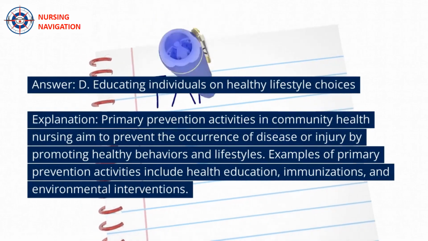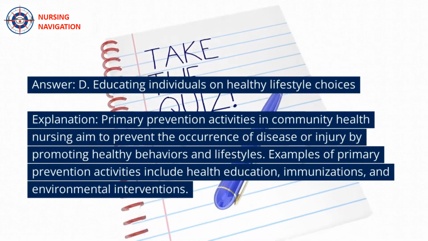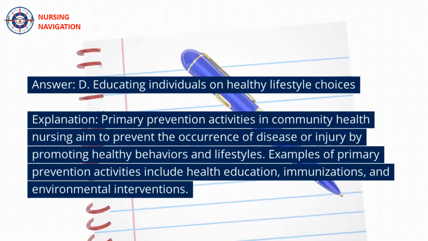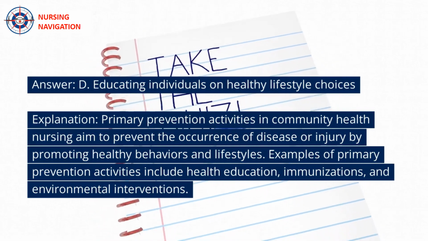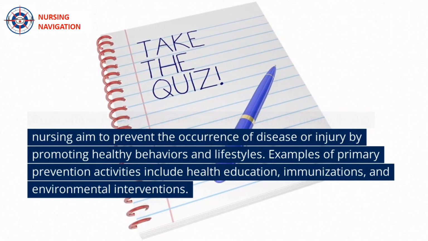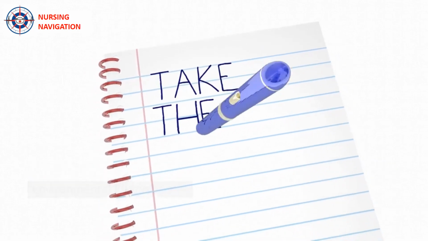Answer. D. Educating individuals on healthy lifestyle choices. Explanation. Primary prevention activities in community health nursing aim to prevent the occurrence of disease or injury by promoting healthy behaviors and lifestyles. Examples of primary prevention activities include health education, immunizations, and environmental interventions.